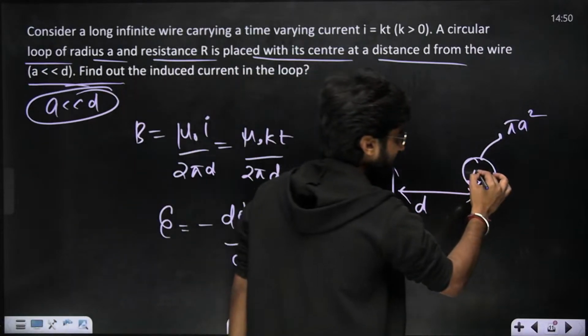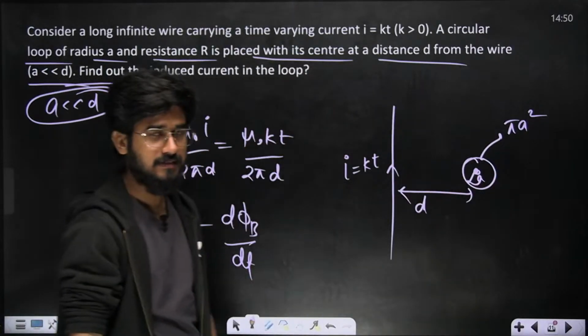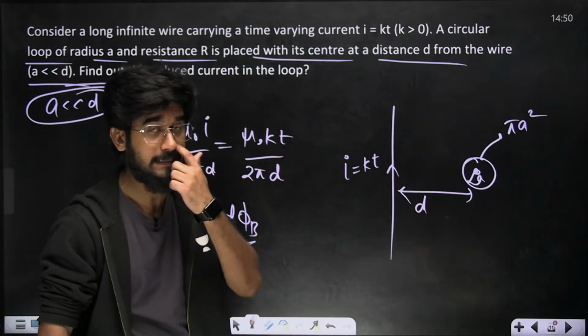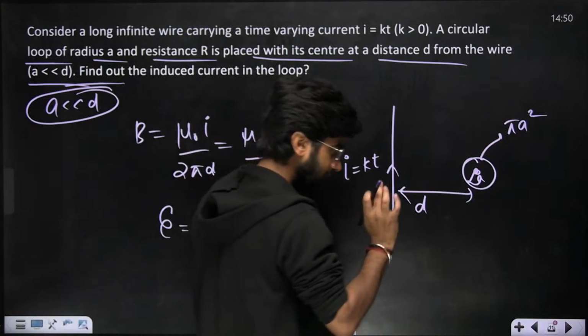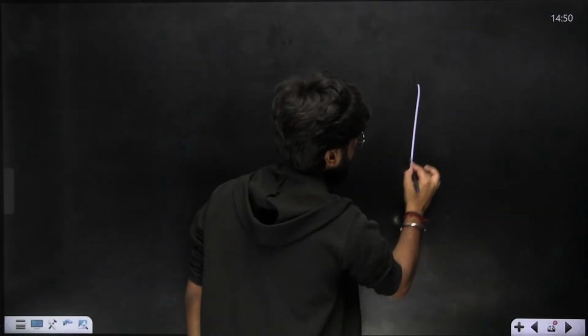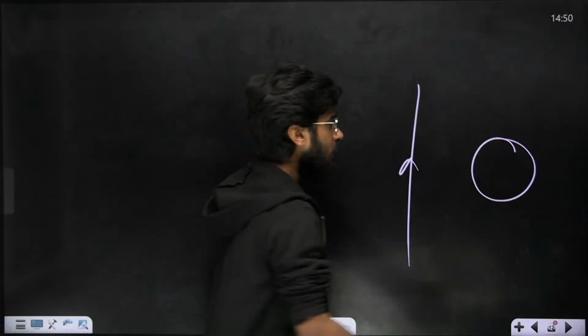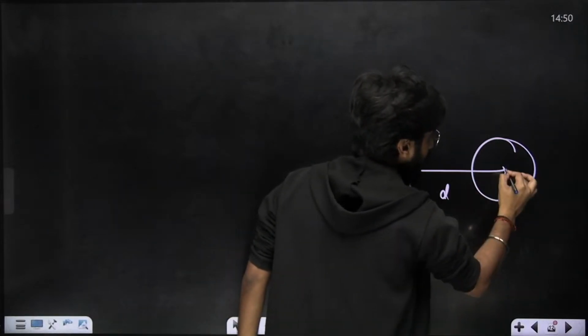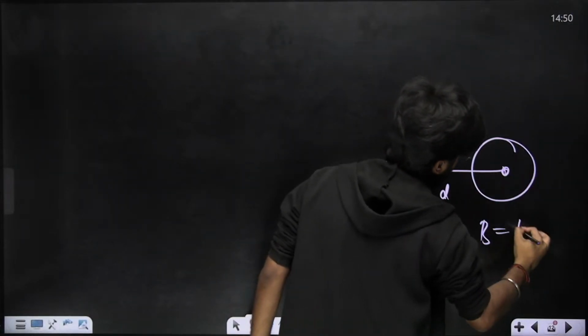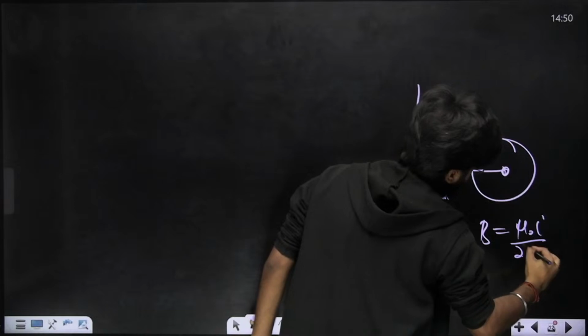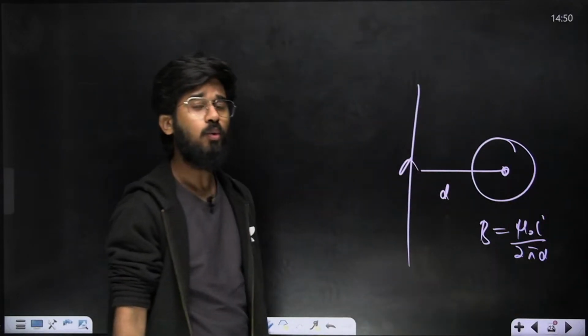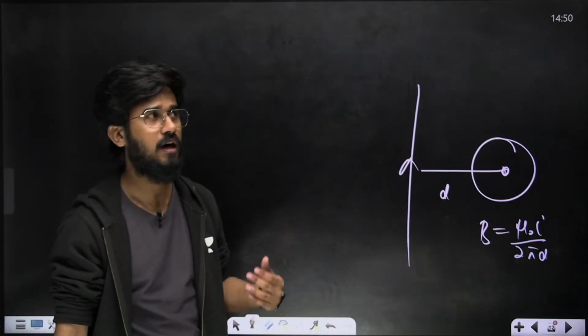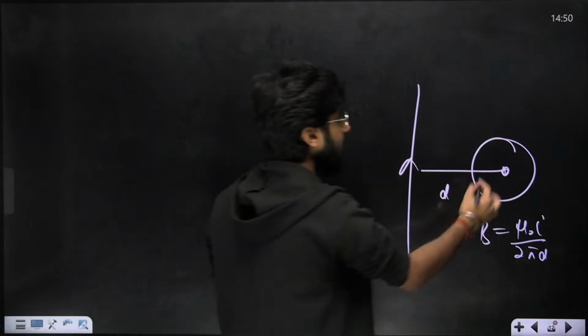Now, if this is the magnetic field at a distance d, it means this is the magnetic field at the center, right? Now just listen to me very carefully: this is a wire and this is a loop, right? Now this distance is d. So magnetic field B is equal to mu naught I by 2 pi d. This is the magnetic field at the center. Now if we have to find the total magnetic flux, it means the magnetic flux passing through this entire area.